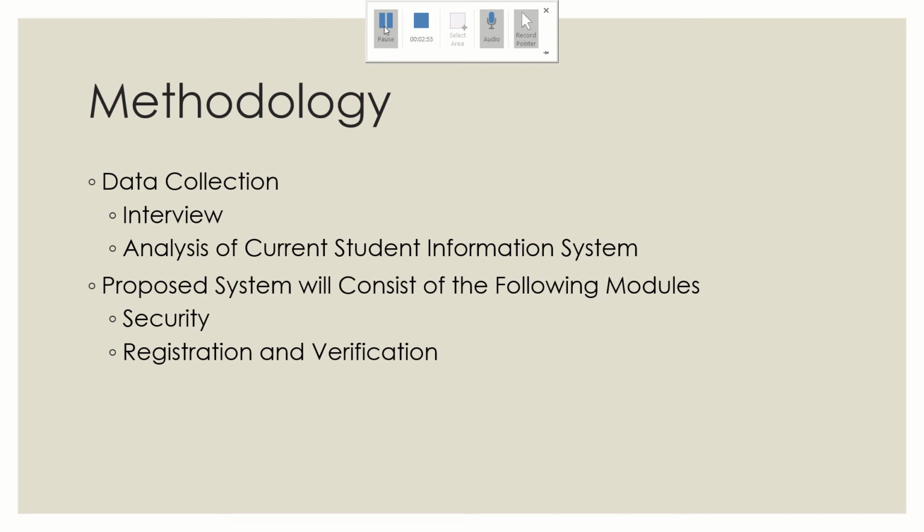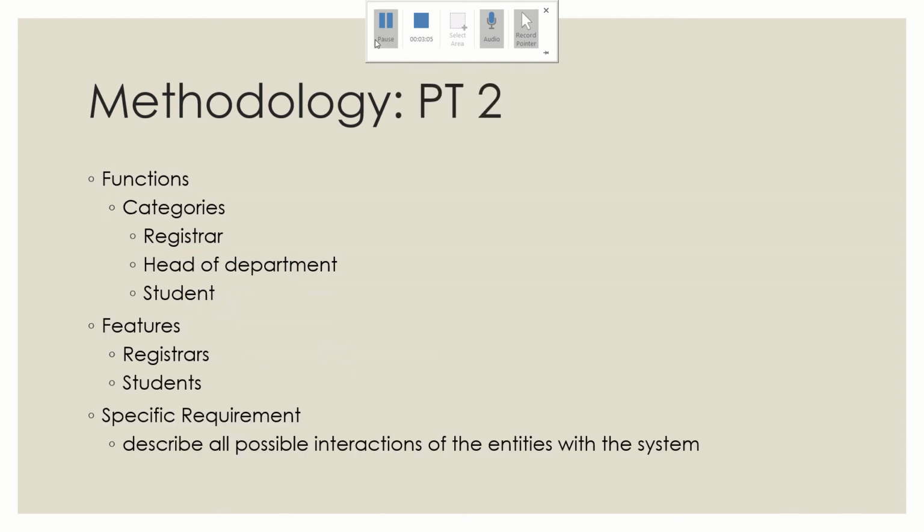While designing the system, they want the system to have better security and the ability for people to register and verify the information, such as usernames and passwords. Under the Functions tab, they listed three categories they want to be able to access the system, which were the registrar, the head of the department, and the students.